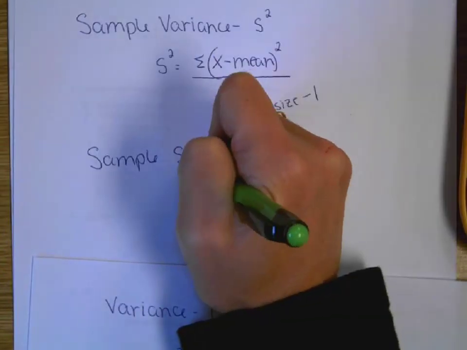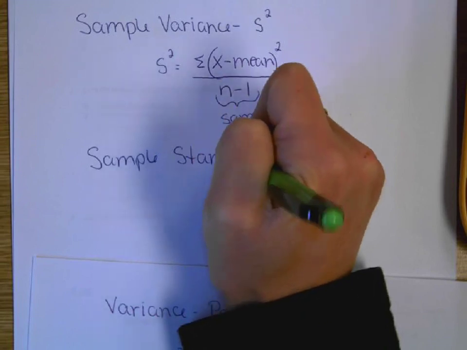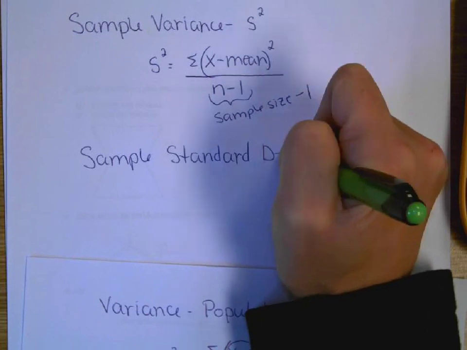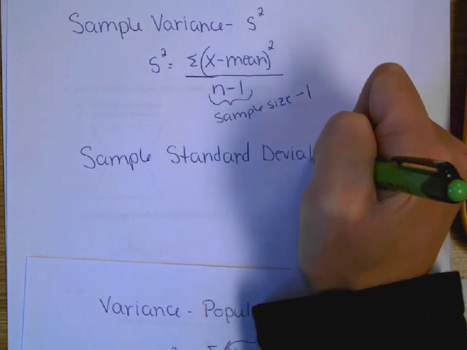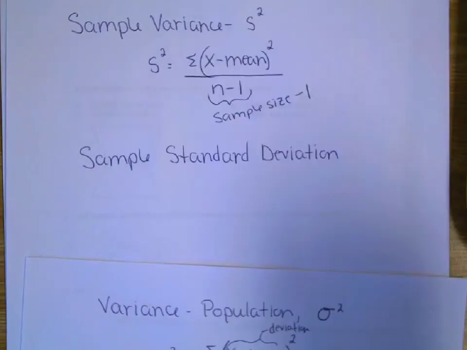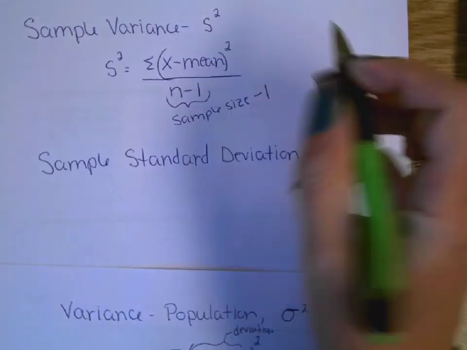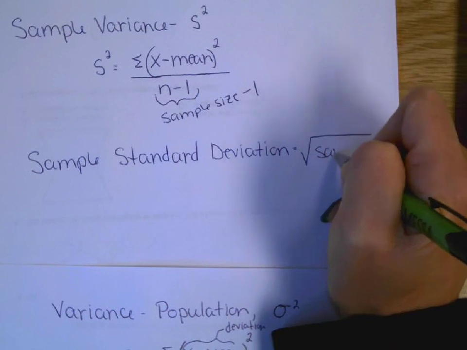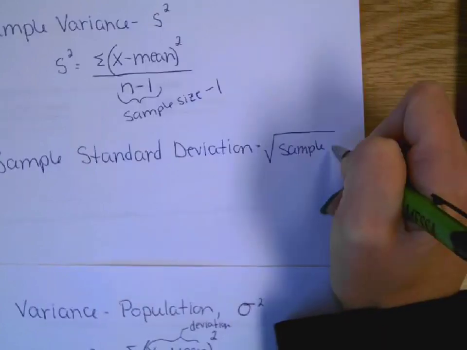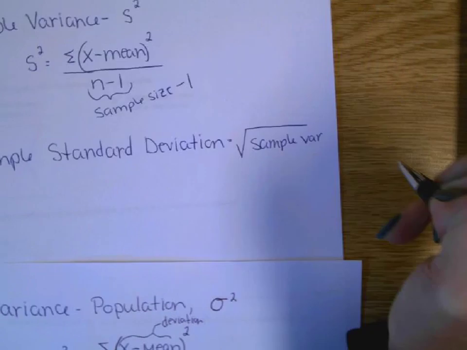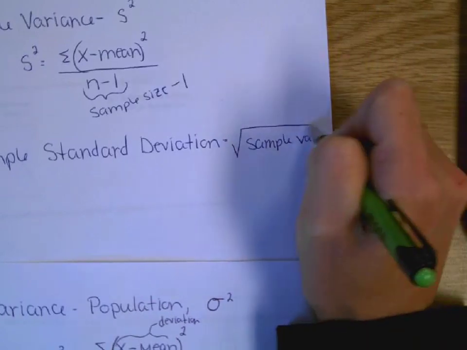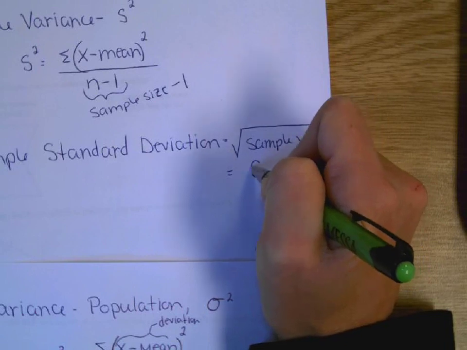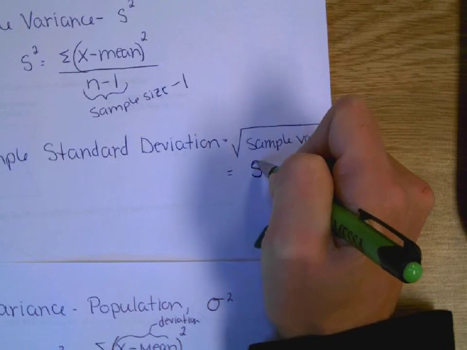So sample standard deviation is the square root of sample variance, so its symbol is going to be just S. And these symbols will become very important tomorrow.